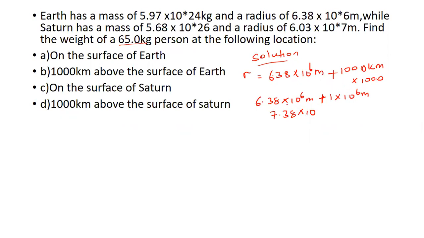So how would you do this? This plus this, it's going to remain the same, 10 raised to 6. It's not going to change. If you sum up things with the same indices, it's going to remain raised to 6, meters. So now we've got the radius. Now what else do we want? Remember the formula is capital G, M E over R squared.